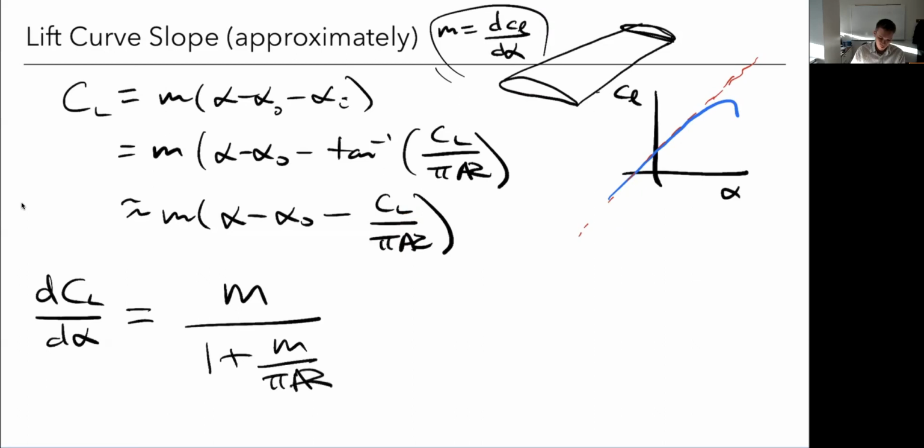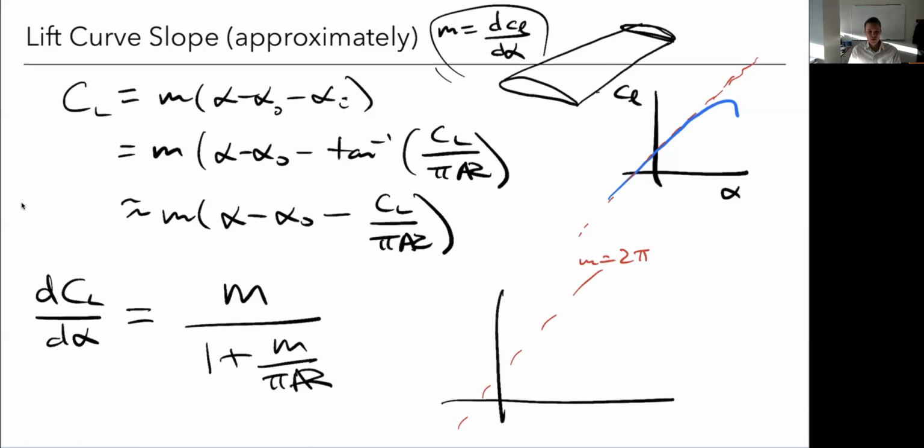Now this is not an exact formula, because remember, one, we're using the formula for an elliptic lift distribution, and not every airplane is going to be exactly that. And two, we approximated it with a small angle approximation. But in effect, what this tells me is how my lift curve slope is going to change. So rather than have a slope of m, which was, let's say, 2 pi before, now my lift curve slope is going to be something less.